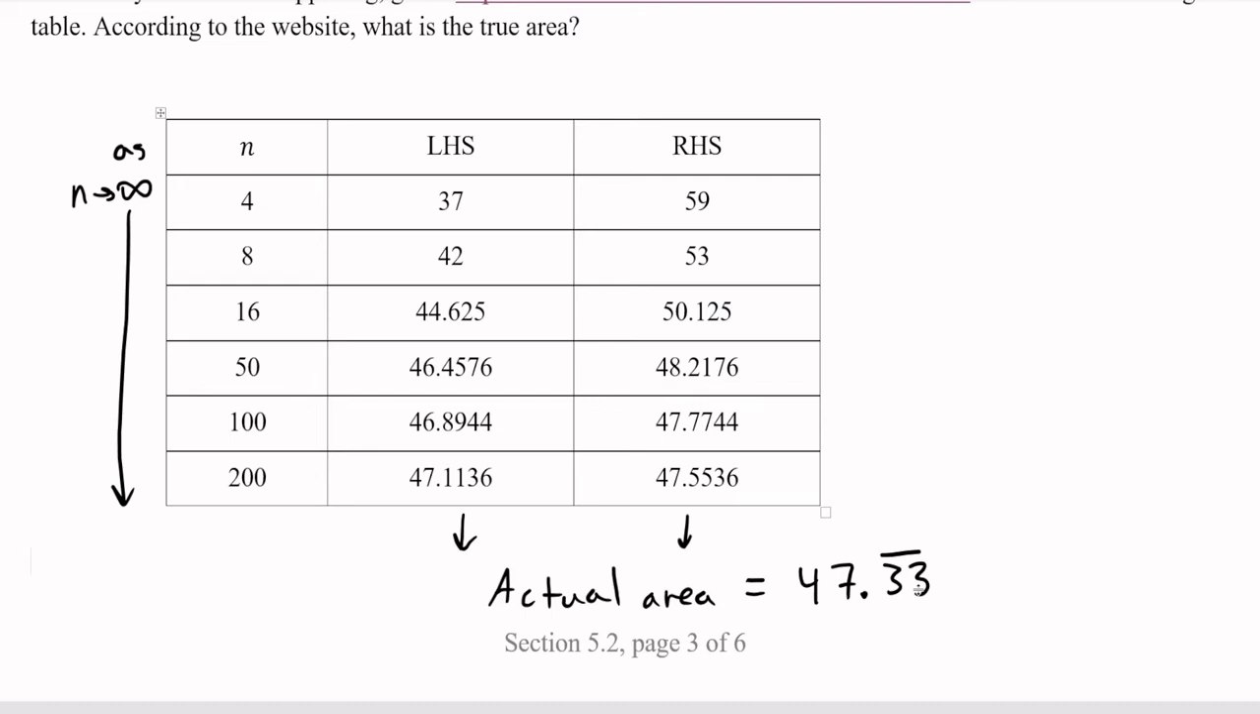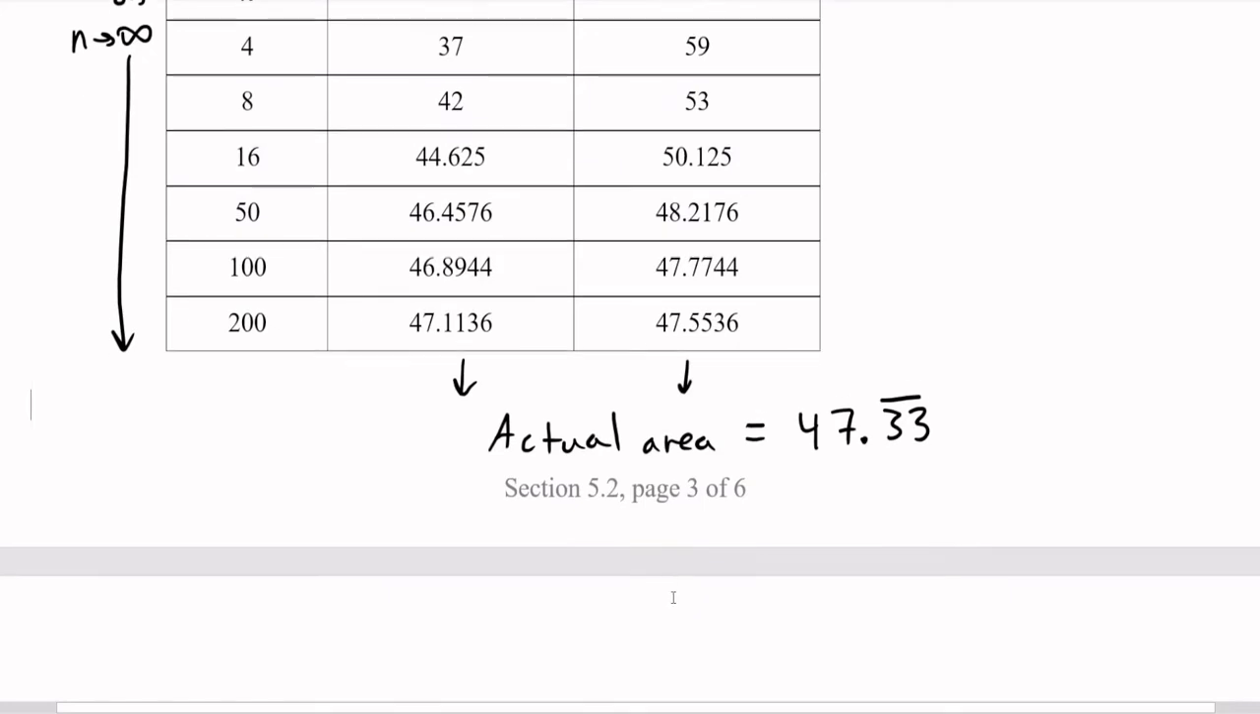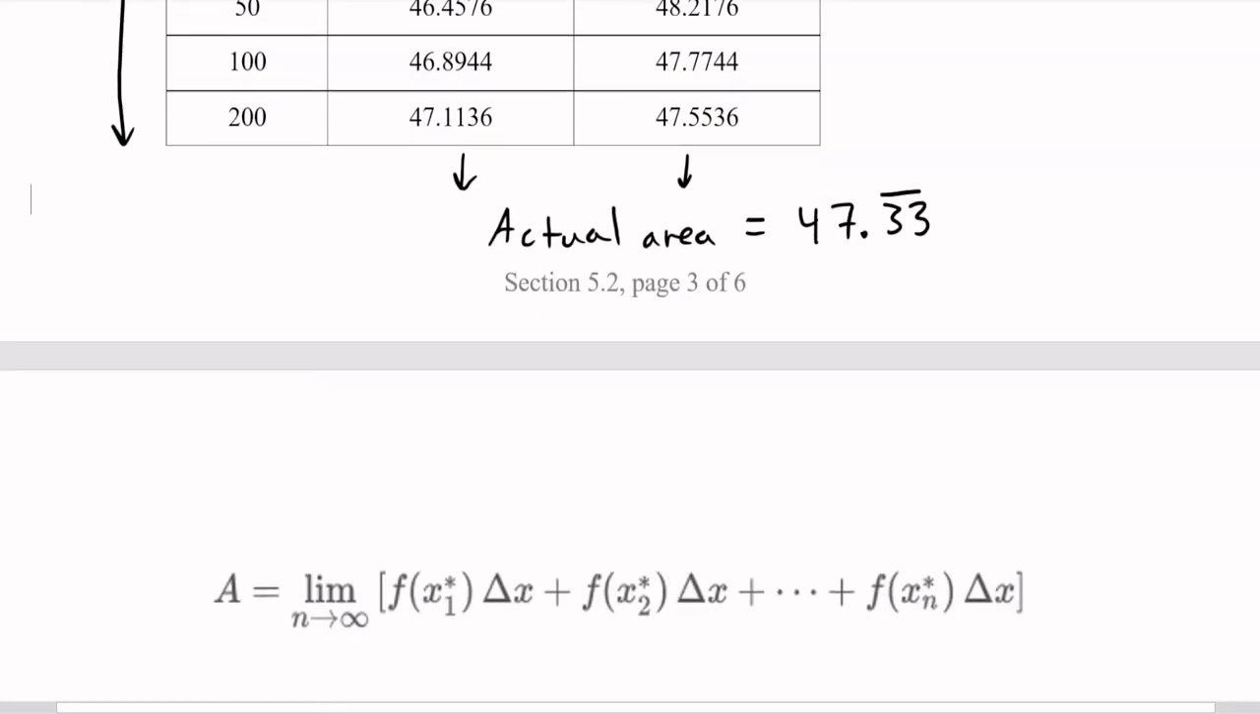So by 200 rectangles, I'm pretty close. And as I go out more and more and more rectangles, I'm going to get closer and closer and closer to that actual area, okay? And so, again, I mentioned this is a limit. And so we're going to deal now with some notation that might be a little bit weird, but you'll get used to.